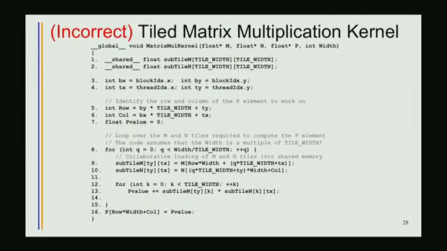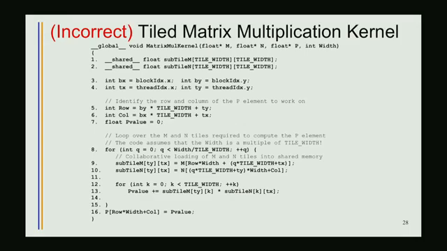Okay, let's put it all together. Here it is, except it's wrong. And we'll talk about why it's wrong in a moment. But conceptually, it's right. It's just missing a few details. So, lines 1 and 2, that is the declaration. I'm declaring subtile M and subtile N to be allocated in shared memory, tile width by tile width.